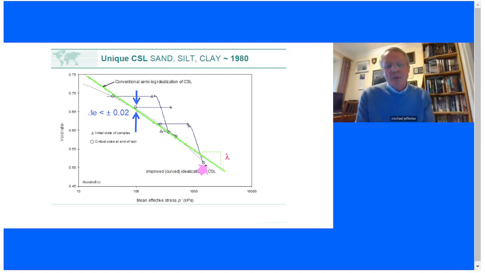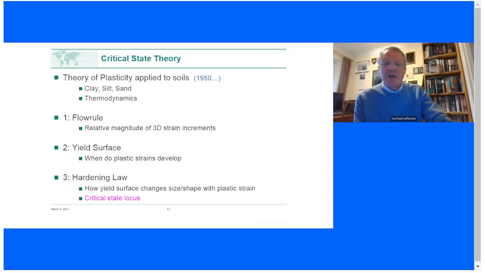In the Plexus implementation of NorSand, we give you a choice. You can choose the semi-log line or you can choose the curved one. Which one you choose depends on the soil you're working with. So you do the test and you choose what is appropriate. Okay, so much for the critical state locus. What is critical state theory?